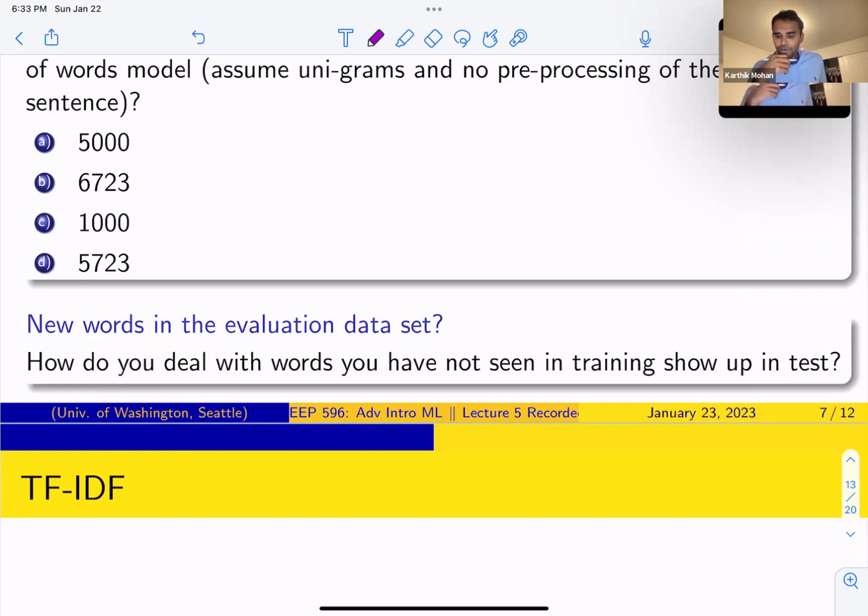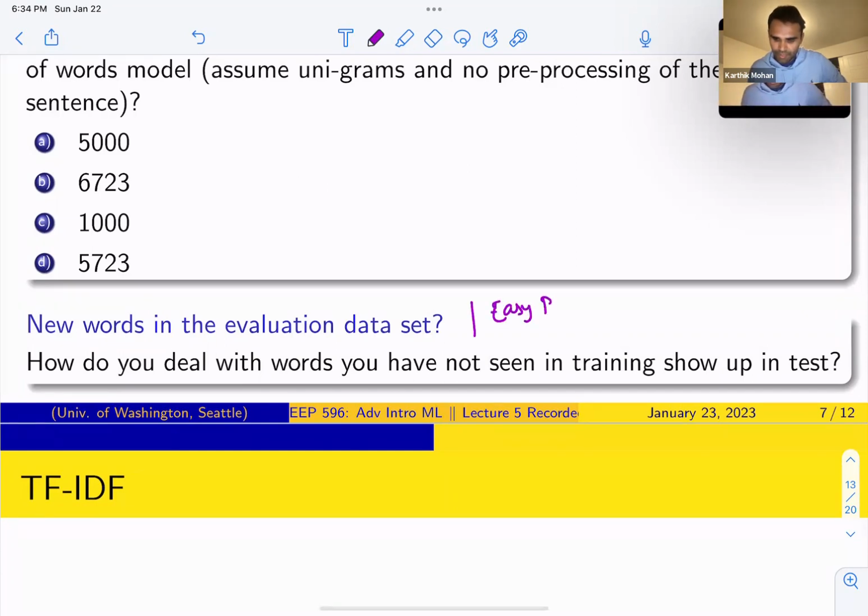So I'll leave that for you to ponder on, but one easy thing that you can do is to just ignore it. I've not seen this word, so I'm going to ignore it, right? But there may be a better way, because the word that you've not seen in the test set that you're ignoring might actually convey useful information for you to make a prediction. So maybe there is something better than just ignoring. We'll probably take a look at this when we go into more details later on. But I would leave this as an exercise for you to think about.